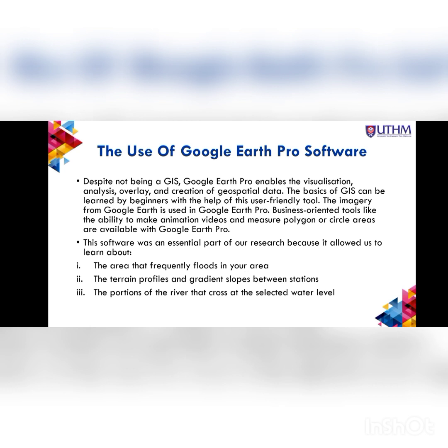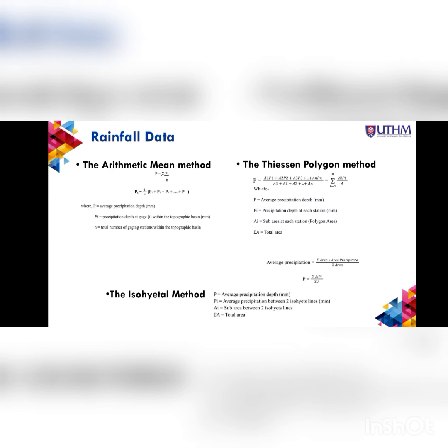Next is the use of Google Earth Pro software. With this software, it allows us to learn about the areas that frequently flood, the terrain profile and gradient slope between stations, and the portion of the river that crosses at the selected water level.